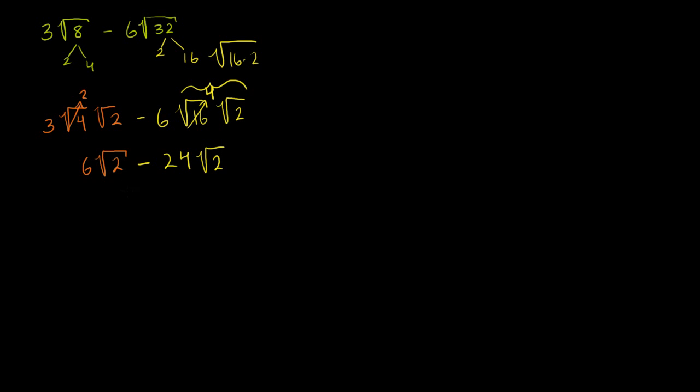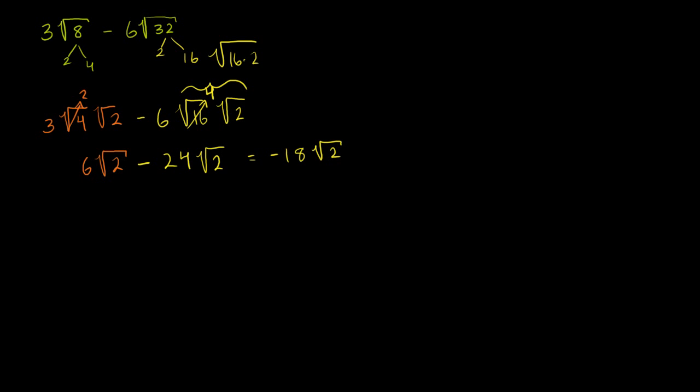And we're not done yet. If I have 6 of something, and I'm going to subtract from that 24 of that same something, what do I have? I have 6 square roots of 2, and I'm going to subtract from that 24 square roots of 2. Well, this is going to be equal to 6 minus 24, which is negative 18 square roots of 2. And hopefully this doesn't confuse you. Remember, if we had 6x minus 24x, we would have negative 18x. Now, instead of an x, we just have a square root of 2. 6 of something minus 24 of something will get us negative 18 of that something.